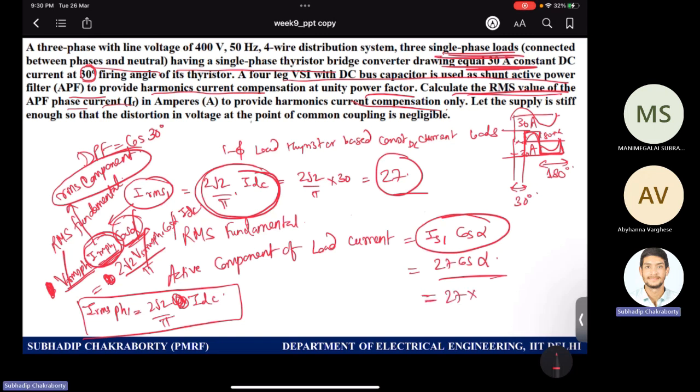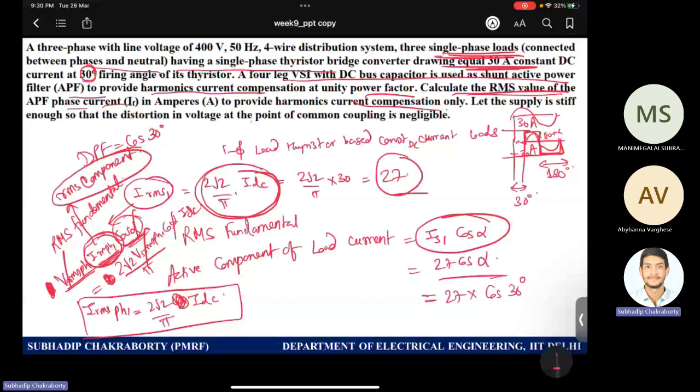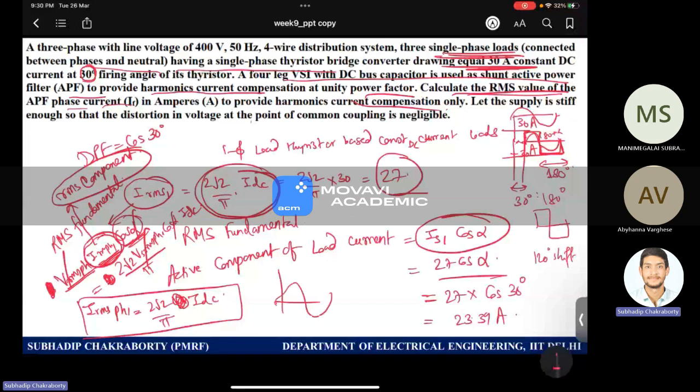So 27 into cos alpha. Cos alpha is cos 30 degrees. So what is this? 23.39 amps. Now, I told you that such square waves are for 180 degrees, and for 3 phases you will have 3 voltages shifted by 120 degrees. Agreed or not? Then such square waves will also be 120 degree shifted.